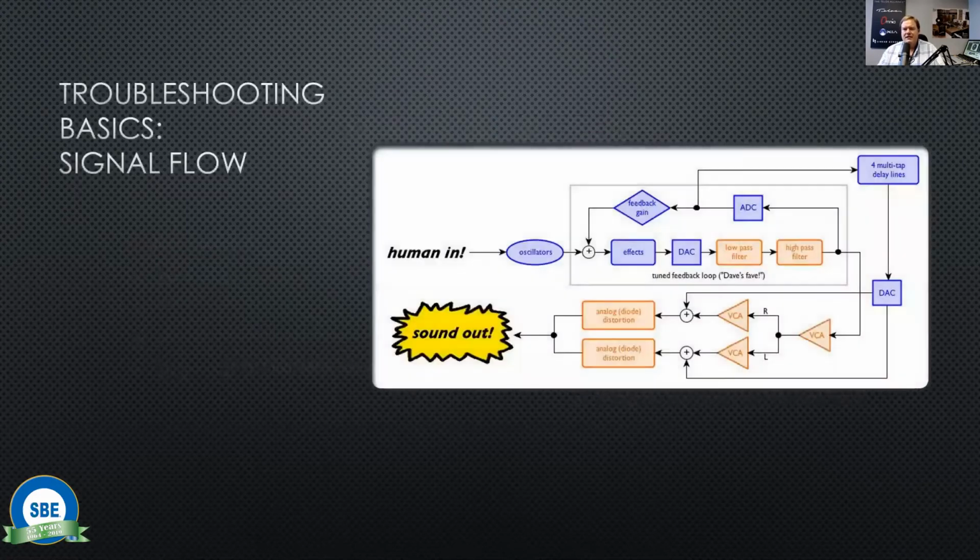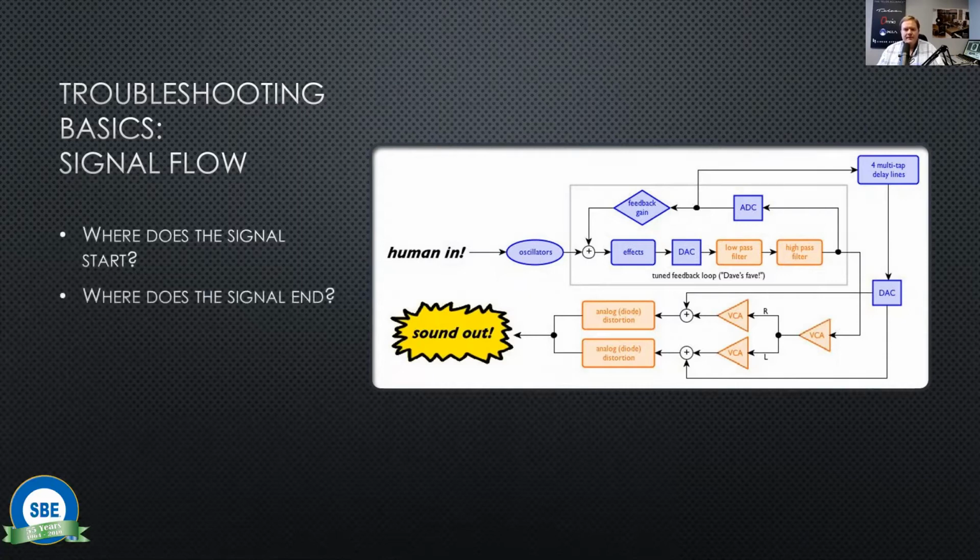Let's start with just some signal flow troubleshooting. I mean, even though it's a network and anything can really connect to anything else at any given time, depending on how the routing and the rules are all set up, it's still all about signal flow, or I guess in this case, packet flow. So where does it start? Where does it end? What's in between?